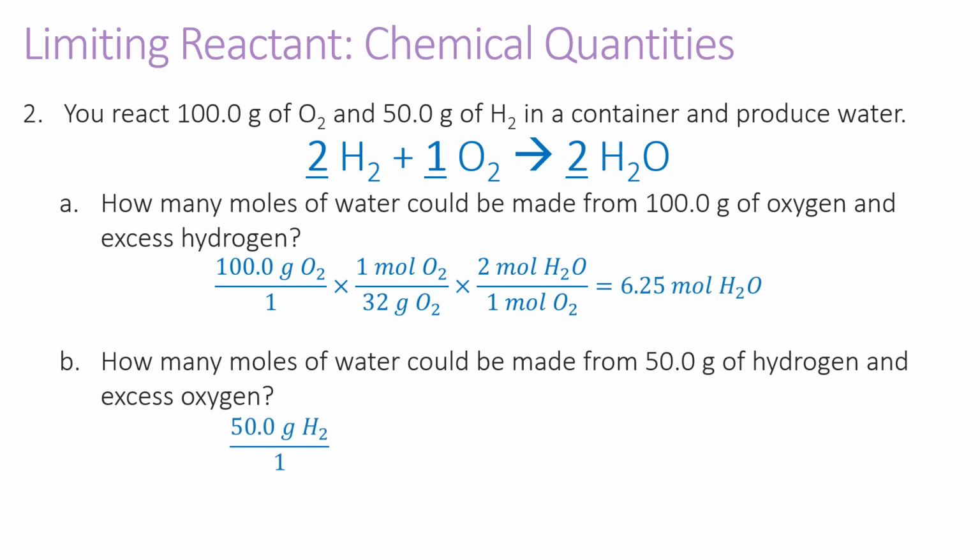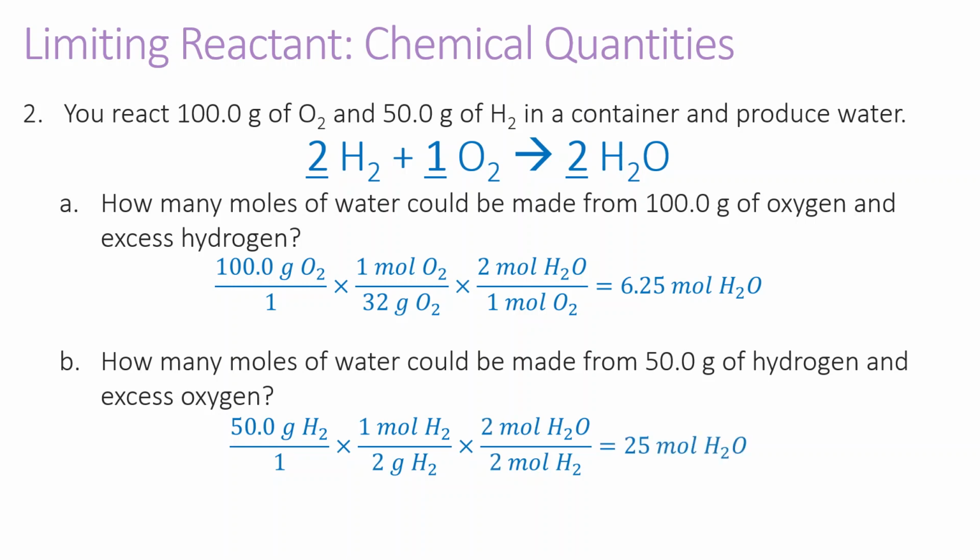What if we start with our 50 grams of H2? So similar calculation to above, we're going to change my grams of H2 into moles of H2 using my molar mass. And then I want to change from moles of H2 to moles of H2O. So the molar mass of hydrogen is going to be 2 grams per mole. And my ratio here is 2 to 2. So if I use all 50 grams of H2, I should be able to make 25 moles of water.